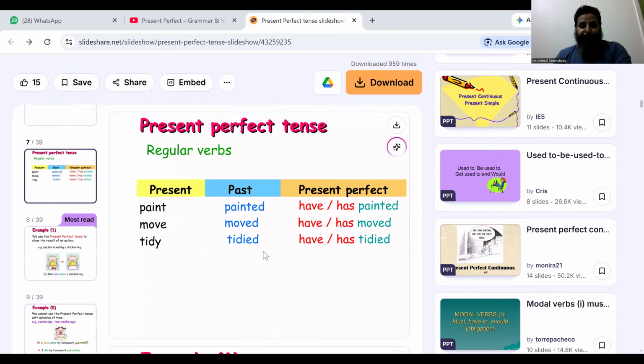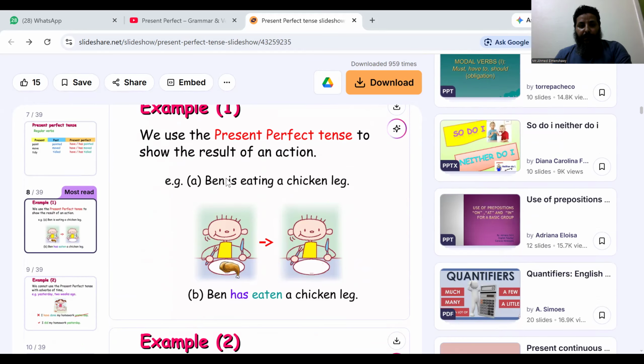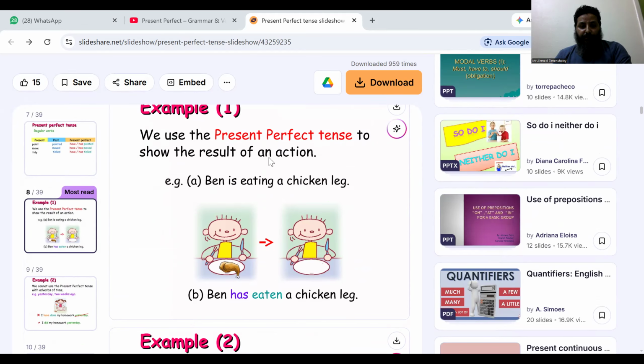Now, boys, here we have an example, okay? We use the present perfect tense to show the result of an action. For example, Ben is eating a chicken leg. So Ben has eaten a chicken leg.